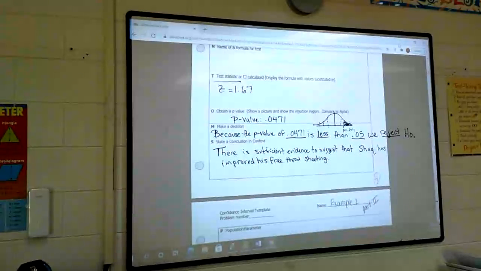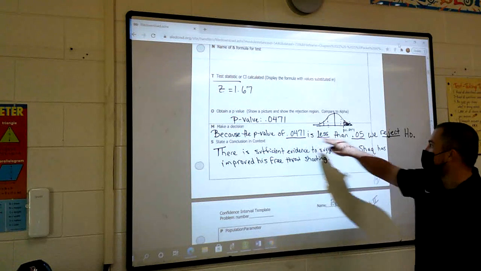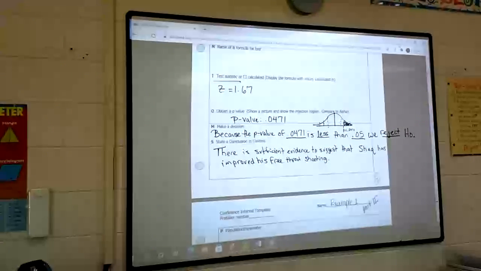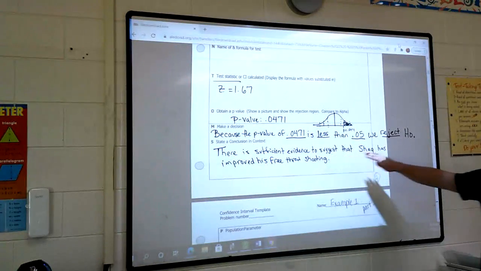Now, that's the alternate hypothesis, right? That it's greater than 0.533, which means he's improved it. Here, again, we make the decision. The decision is, because the 0.0471 is less than 0.05, that means the chance of the null being true is less than 5%. We reject the null hypothesis, which means that we're rejecting H0 in favor of the alternate. The alternate is that it's greater than 0.533, which means that he improved his free throw shooting. So there is sufficient evidence to suggest that Shaq has improved his free throw shooting.